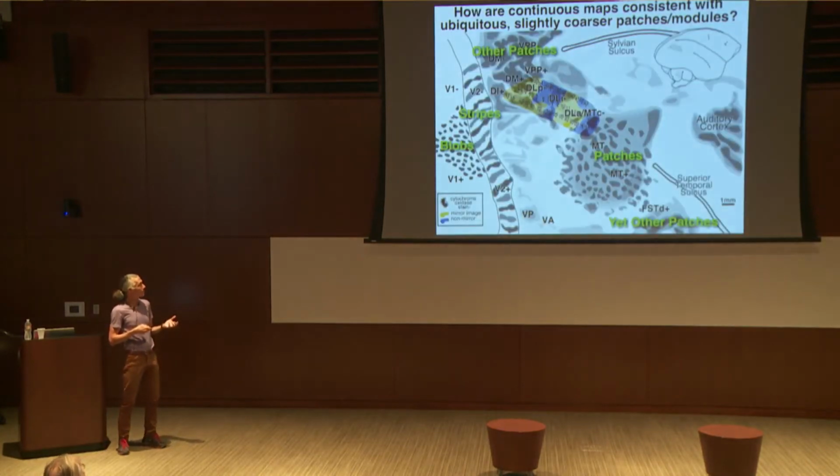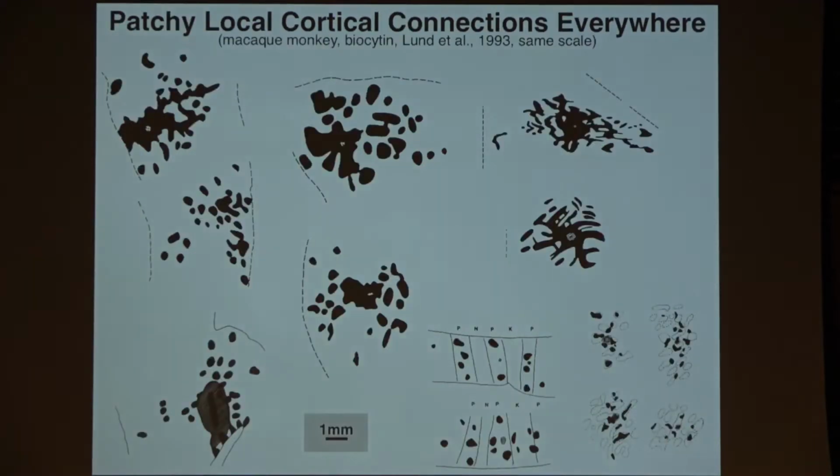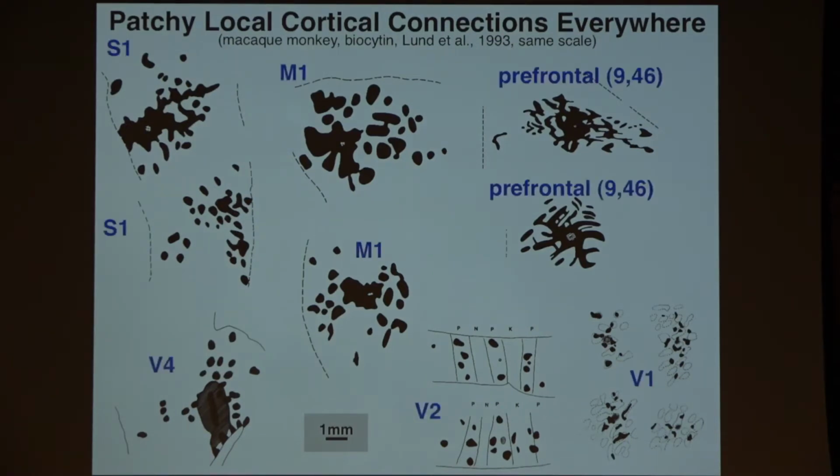So you know that in V1 you've got blobs and you've got stripes in V2, and then there's patches and interpatches in MT, and then there's all different kinds of little patchy things. And no matter where you go in the cortex, if you inject, you get these little patches. It doesn't matter if you're in S1 or M1 or V4 or V2 or prefrontal cortex, there's always little patches.